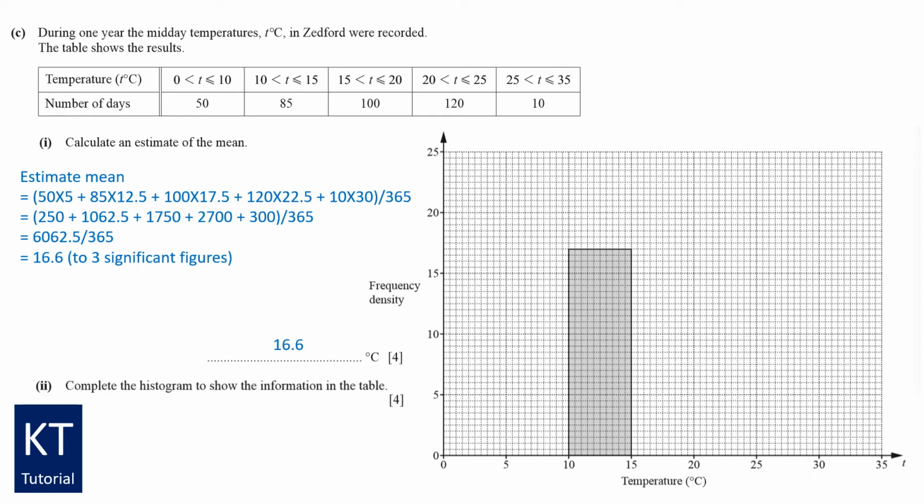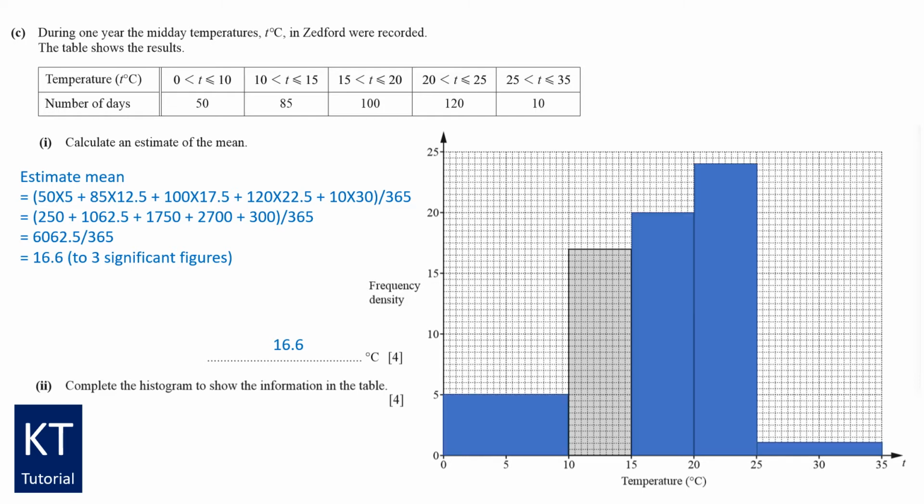Next, complete the histogram to show the information in the table. Here, each blue bar is being plotted by taking the number of days being divided by the range of the temperature.